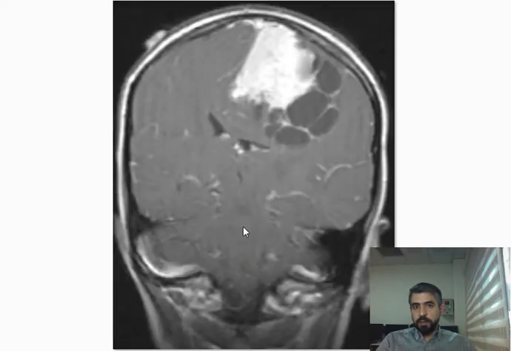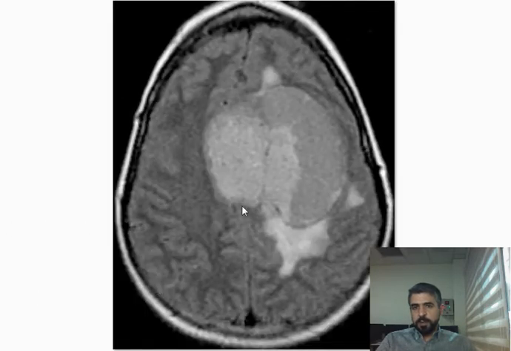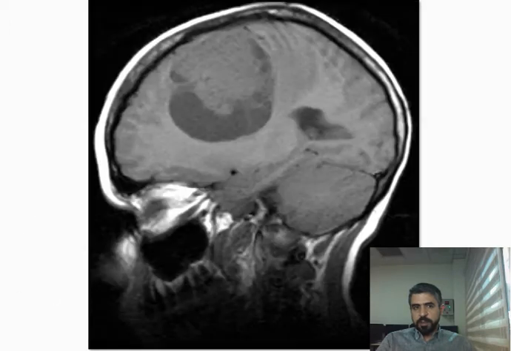And when we give contrast, you can see the soft tissue component and the septae in the cyst showing marked post-contrast enhancement, and you can clearly appreciate the falcine origin of the tumor. And this was a rare form of cystic meningioma. This is the same tumor, and you can appreciate its falcine origin. On the sagittal images, it looks like that, but there are no signs of brain invasion or bone destruction or things like that.